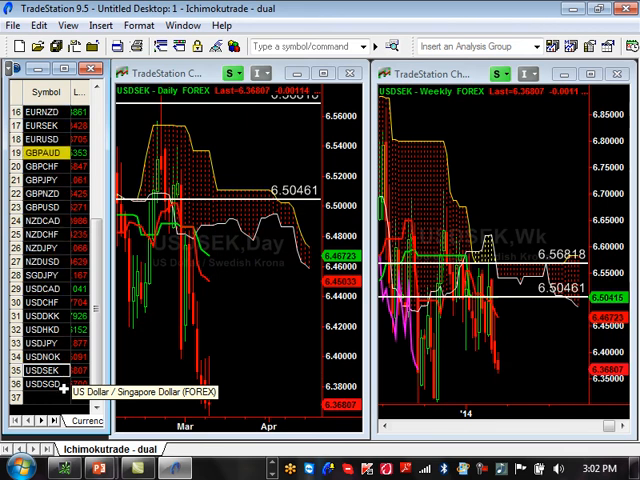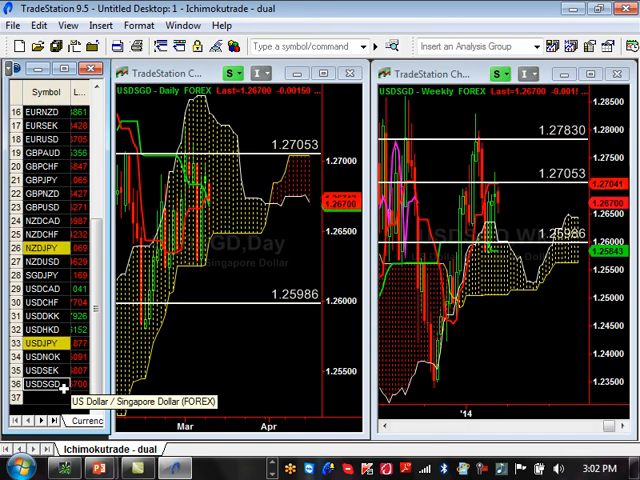USD SEK, nothing there at all. And USD Singapore, nothing there at all. And you can see the support levels.